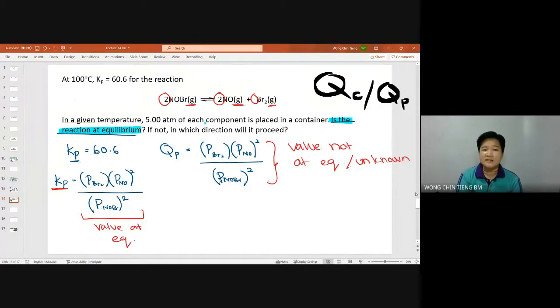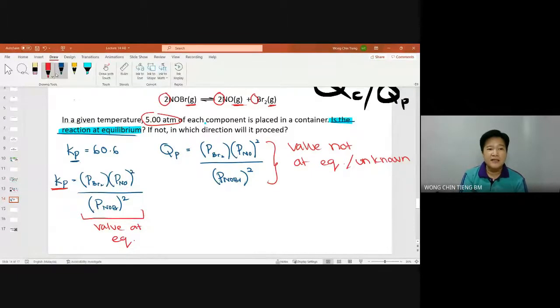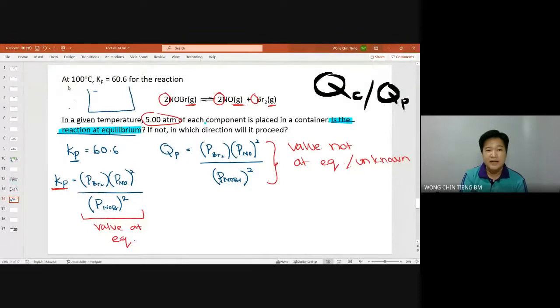Next, soalan senang je weh. 5 ATM of each component is in the container. Saya pun letaklah 5 ATM tu dalam tu. So sekarang dalam beaker saya ada semua orang, saya ada 5 ATM NOBR, saya ada 5 ATM NO, saya ada 5 ATM Br2. And the question asking, pada keadaan ini, dia equilibrium atau tak equilibrium? Alright?